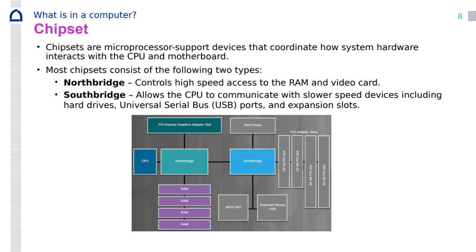Chipset, we have two models of chipset. North Bridge is fast, used for RAM and video cards. We have South Bridge, which is slower, dealing with hard drives and USB ports.